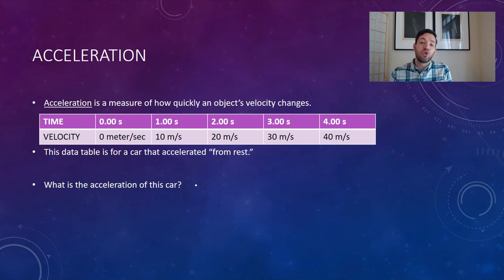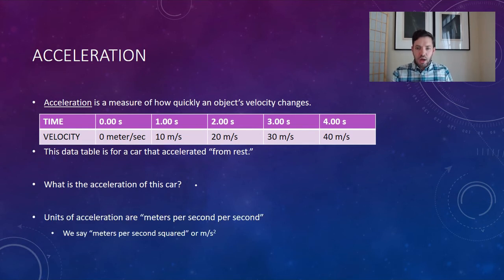Our velocity is increasing by 10 meters per second every single second that we're going. It sounds kind of confusing when you say 10 meters per second per second. So most of the time we'll say 10 meters per second squared. And we'll write it like this, m/s squared. That is the unit of measurement for acceleration.